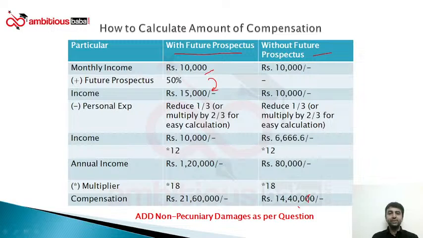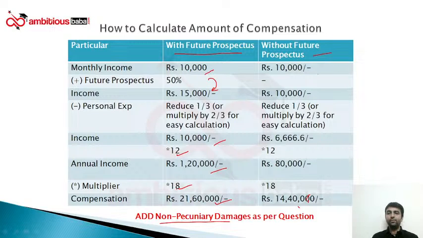Now reducing the personal expenses, that is reducing 1/3 for himself, or you can multiply this number by 2/3. Again we get the final income as 10,000 rupees. Now multiplying the number by 12, because we have to calculate the annual income. So the annual income works out to 1,20,000. Taking the age multiplier at the last, multiplying this by the age multiplier, you get the final compensation. And if it is given, you can add non-pecuniary damages also.